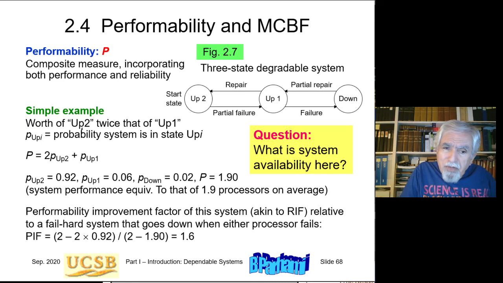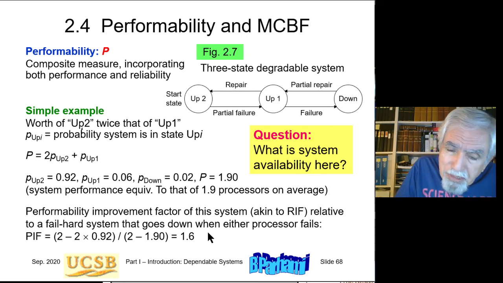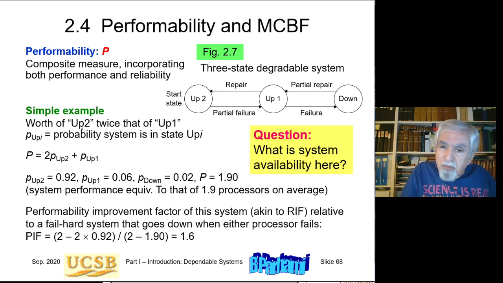Okay, we can also define a performability improvement factor similar to what we had for reliability improvement factor. So this is performability. What is the availability of the system? Well, it depends on how we define availability.